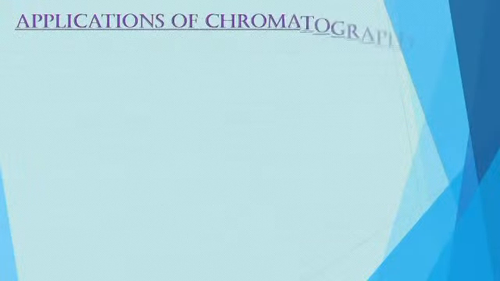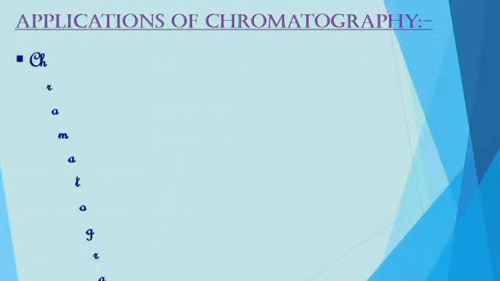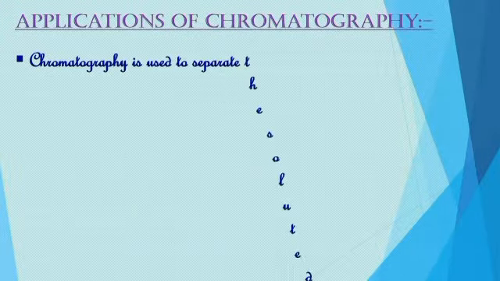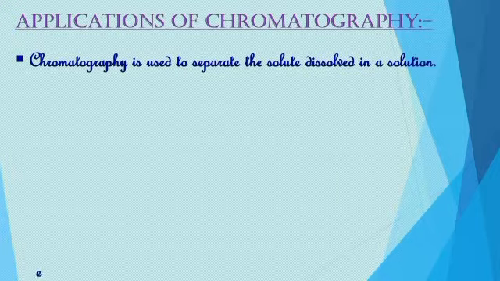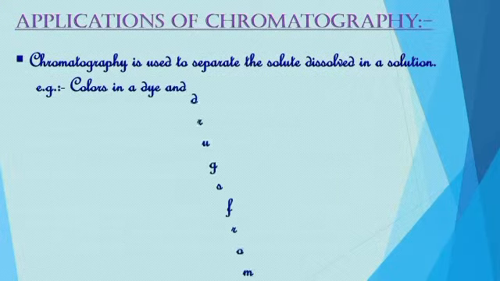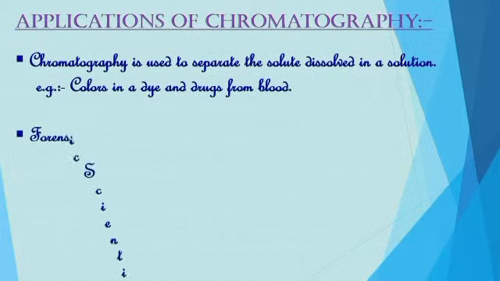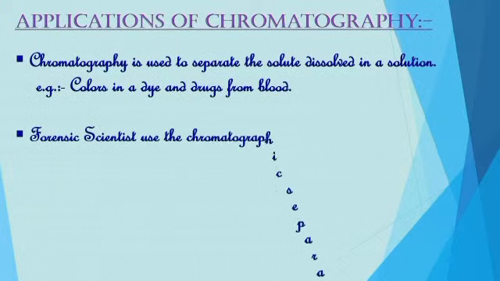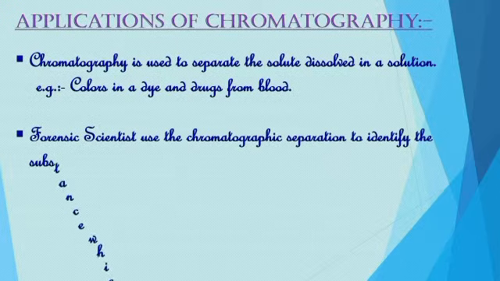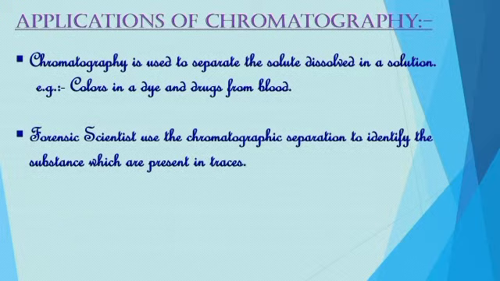Applications of chromatography. 1. Chromatography is used to separate the solute dissolved in a solution. For example, colors in a dye and drugs from blood. 2. Forensic scientists use the chromatographic separation to identify the substances which are present in traces. For example, poison. 3. Chemists use the technique to separate small amounts of product.